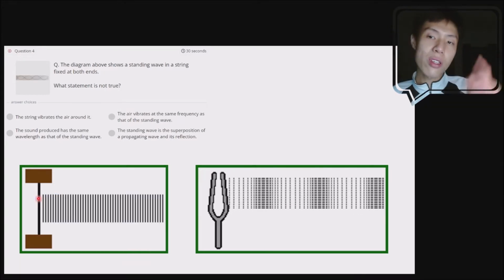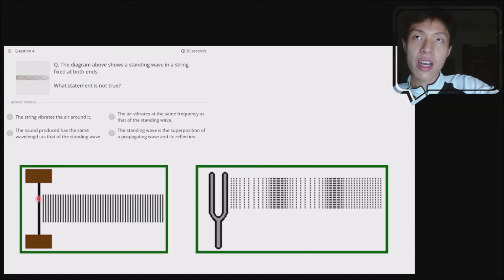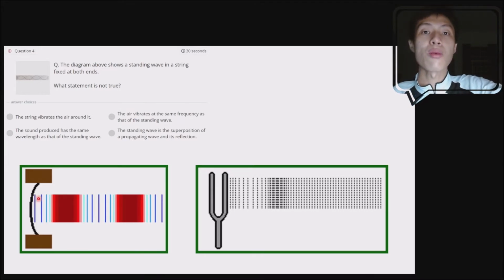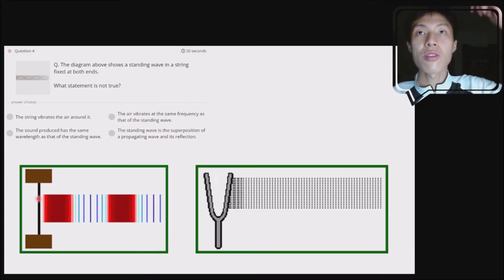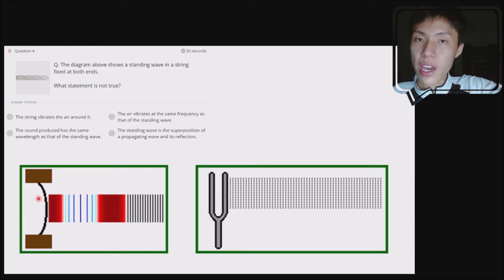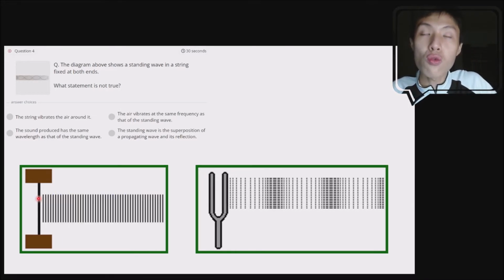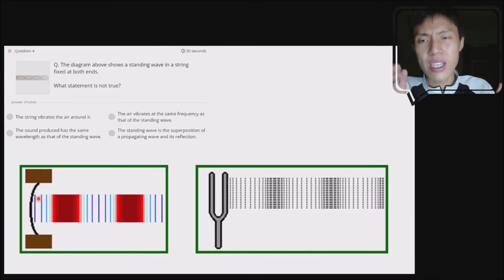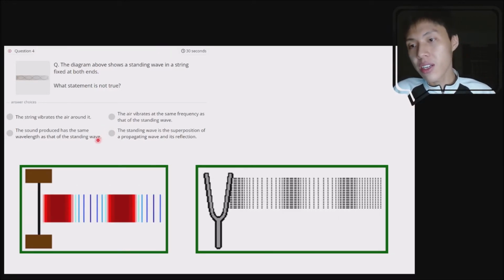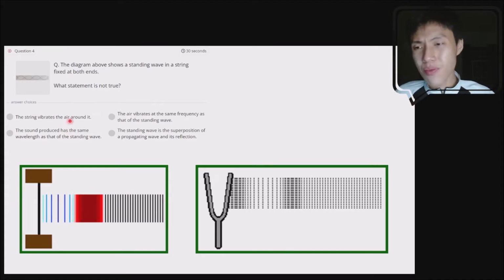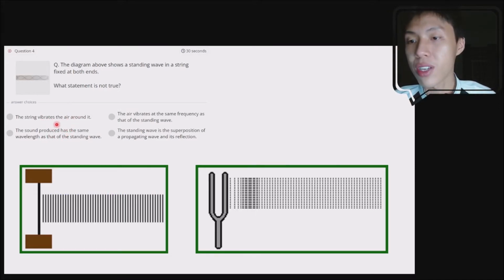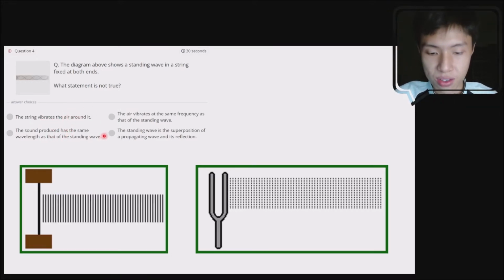So you see someone playing a guitar at a distance. So the wave definitely needs to travel. The wave that is traveling through air to your ear is a progressive wave. But what is produced on the musical instrument is a standing wave. So the string definitely vibrates the air around it. This is correct, so let's mark it down.